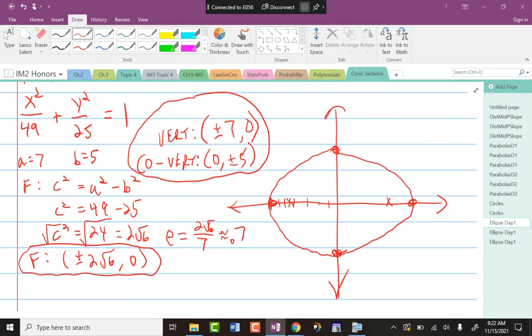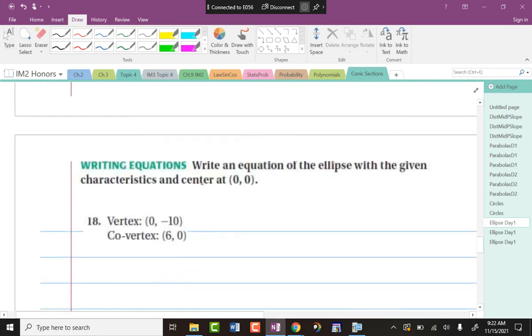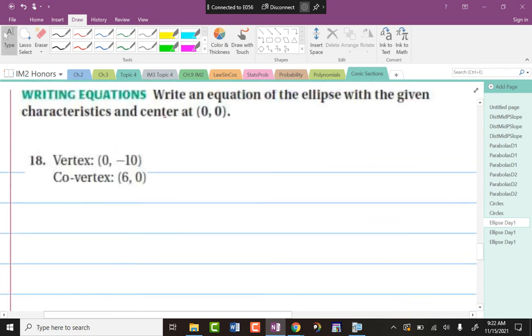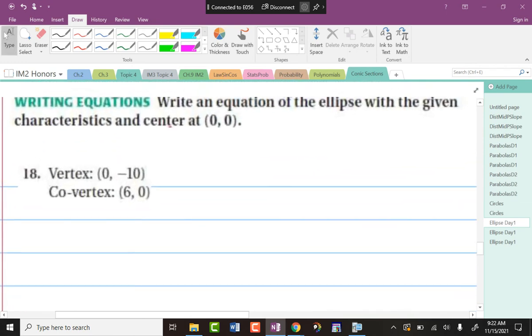Okay? All right, now we get these kinds of questions, which happens all the time. Now it's the reverse. Write the equation of the ellipse given characteristics. This will go fast. And I do have 8 minutes, so it won't take that long. I'll give you a minute, though, to write it. Write an equation. We're centered at 0, 0. That's tomorrow's change. Tomorrow we're going to change the center.